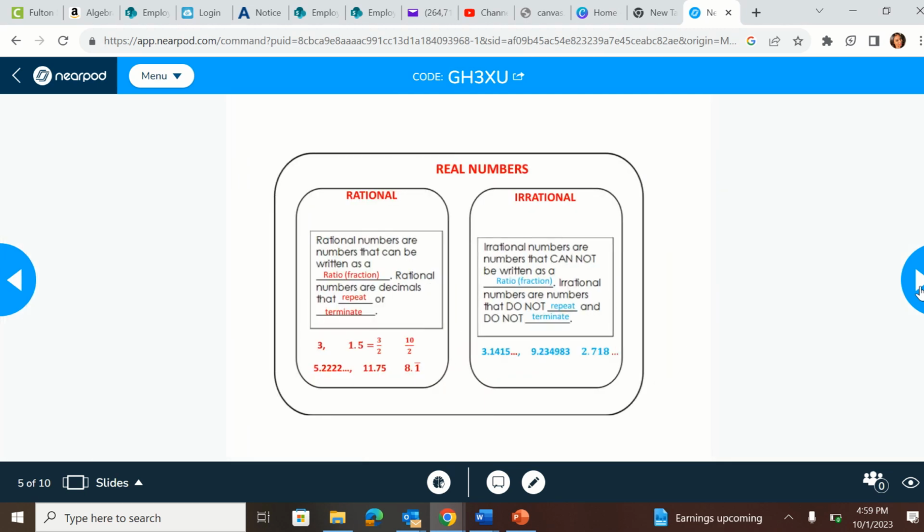So, as we can see, rational numbers are numbers that can be written as ratio fractions. Rational numbers are decimals that repeat or terminate.